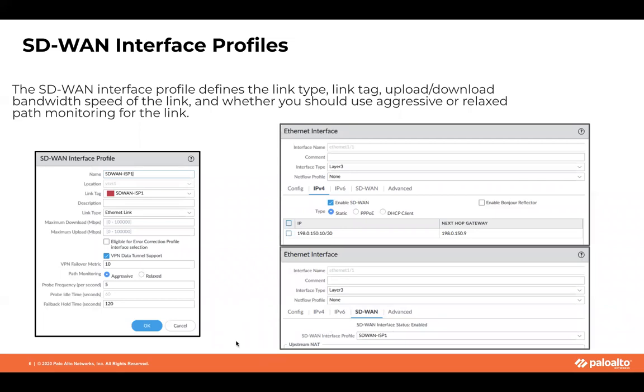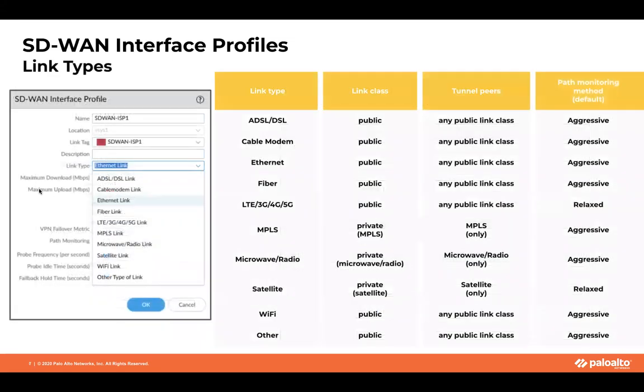I'll touch on a few more of these things from the probing frequency and some of these other settings in the next slide as well. So we'll just tap on this. From the SD-WAN interface profile link types, we basically have, I believe, 9 different link types that we can assign here. So we have ADSL, cable, Ethernet, fiber, LTE, MPLS, right?